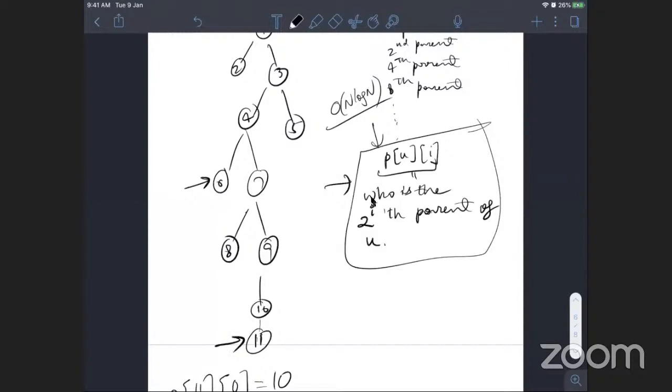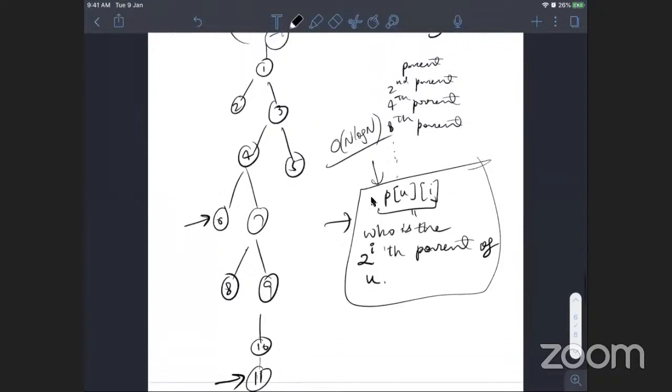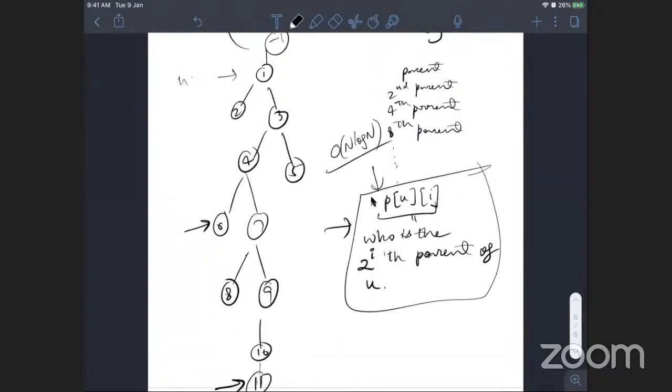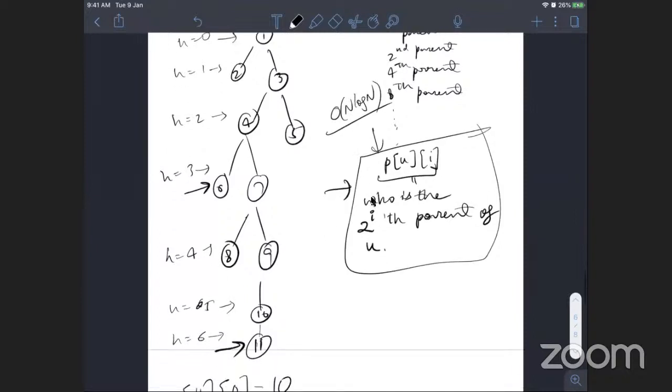Then you say, what's the difference in their heights? This node's height is 0, this one's height is 1, this layer is 2, this layer is 3, this layer is 4, this layer is 5, this layer is 6. So what's the difference between 6 and 3? 3, right? So the difference in the heights is 3.